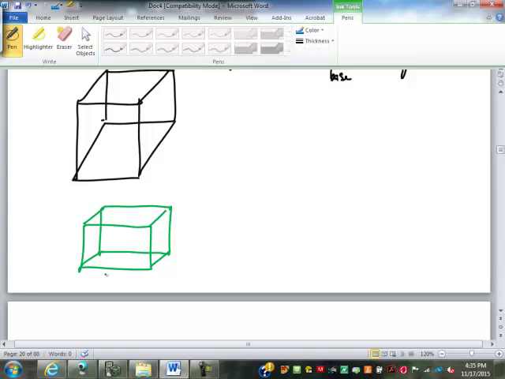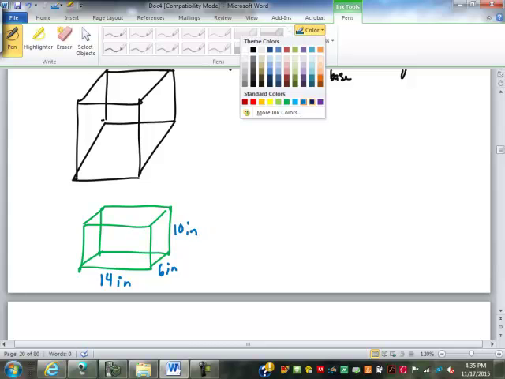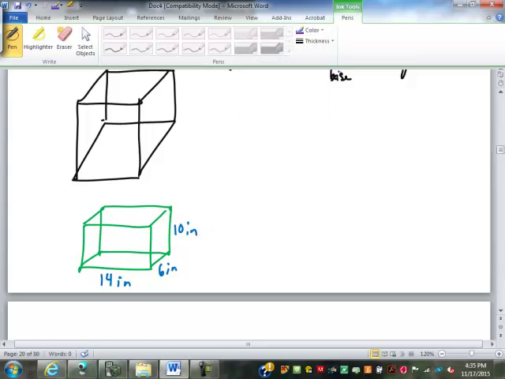So let's say that this is 14 inches and 6 inches and 10 inches. Since this is a box, any side of this, any area of this could be considered the base. So we're going to use the bottom as the base. What is the area of the base? 14 inches by 6 inches, right? Which is going to be 84 inches squared. Remember, area is 2 dimensions multiplied by each other.